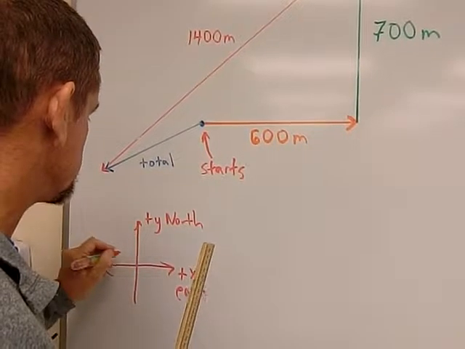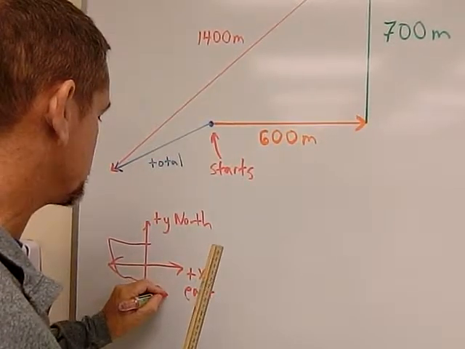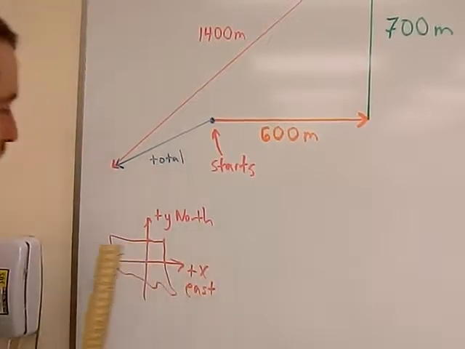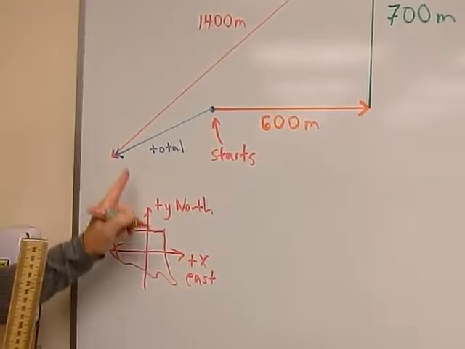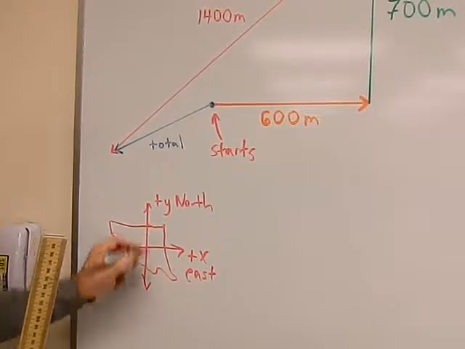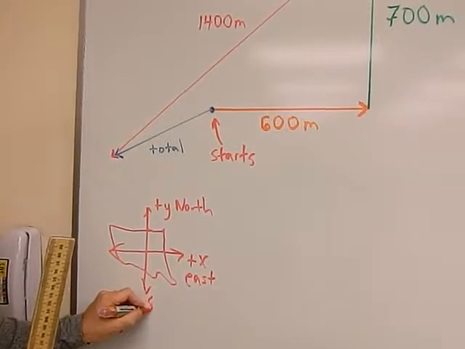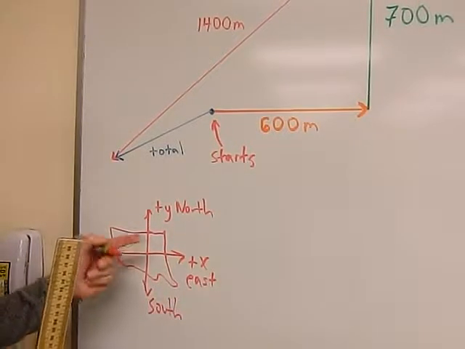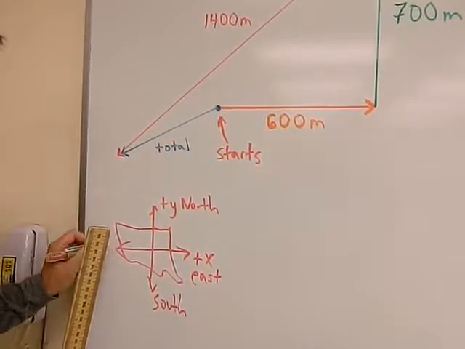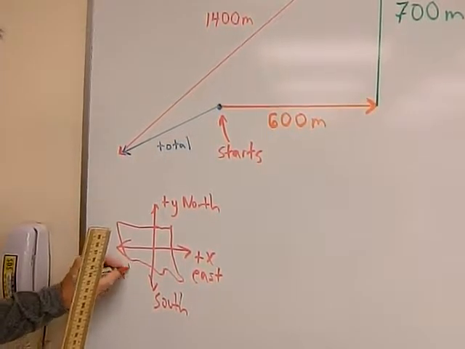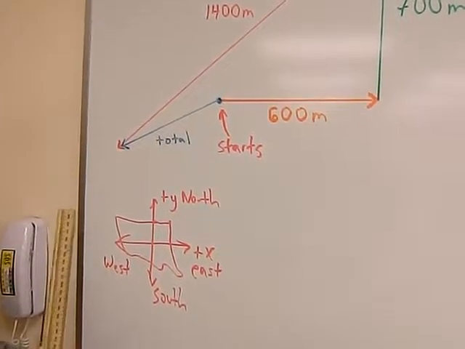To help me remember this, I always draw my bad picture of the United States of America. And then I remember it. Canada's up, Mexico's down, that's south. New York is over there, that's east. California is over here, that's west. Okay, so we're going to use that coordinate system.